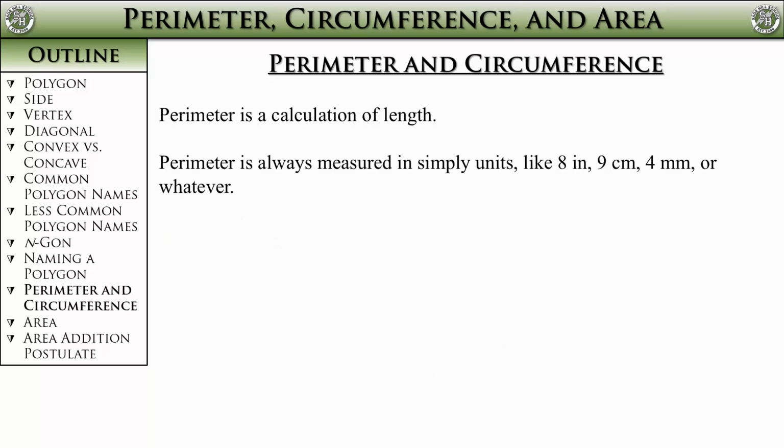As I have shown in the previous two examples, perimeter is a calculation of length. It's a linear calculation. Because of that, perimeter is always measured in just units, not units squared, like 8 inches, 9 centimeters, 4 millimeters, or whatever. Getting your units right might seem like a tiny detail, but that tiny detail can mean remarkably different things, so be careful to get your units right.